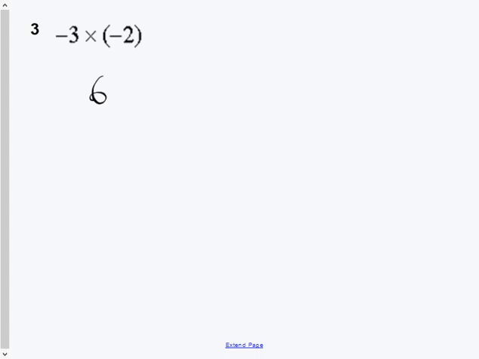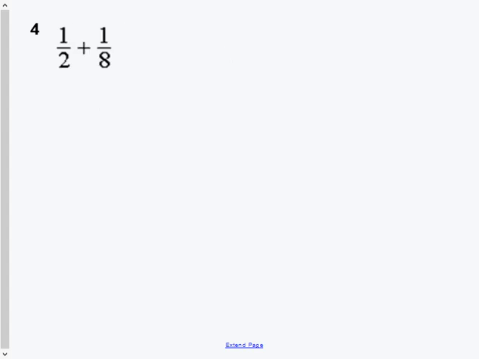6. And remember what we said before, if you are multiplying or dividing and they have the same signs, it will always be a positive product. And if they're different, you will always have a negative. So if we look here, a negative and a negative are the same signs. So because they're the same, we're going to have a +6 as our answer.